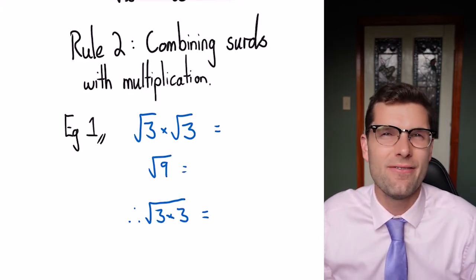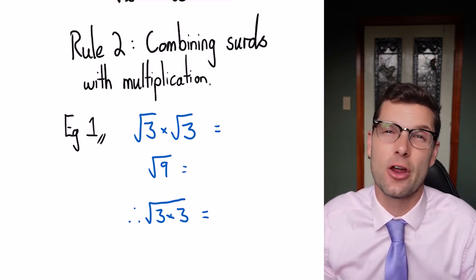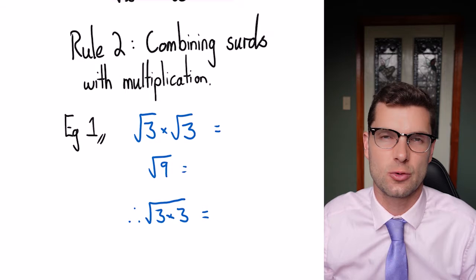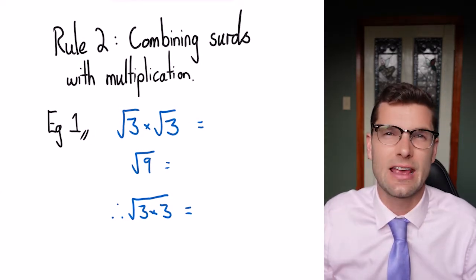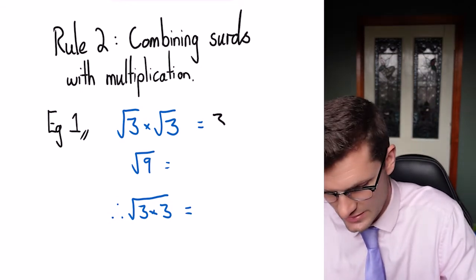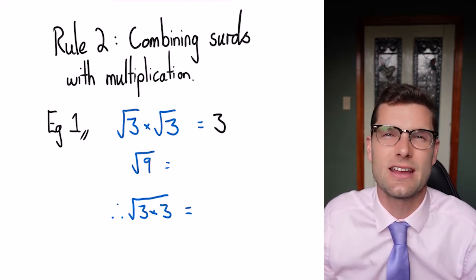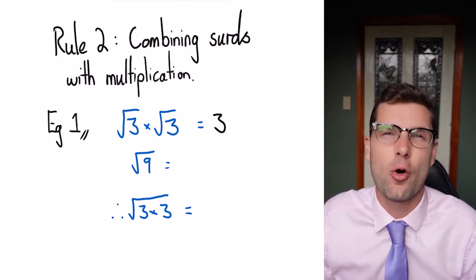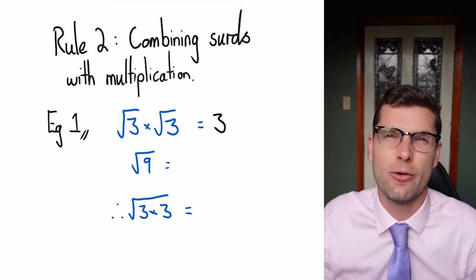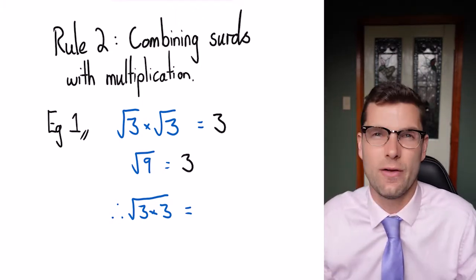The second rule that we have is that we can combine our multiplications even if we've got different surds under two different square roots. So for example, if I've got the square root of 3 multiplied by the square root of 3, from that last example, we know that this is equal to 3. Square root of 3 squared is equal to what's under the square root. But I also know the square root of 9 is equal to 3 as well. So these two are equivalent.